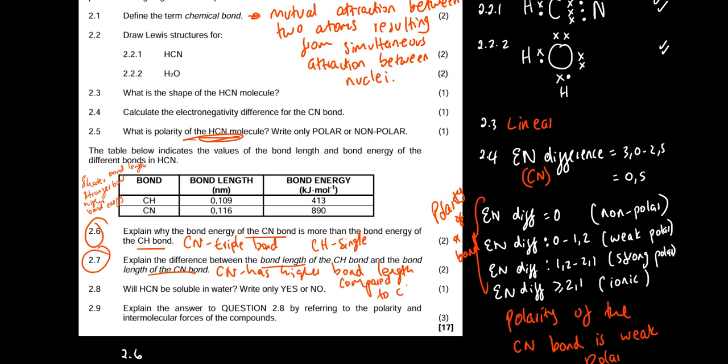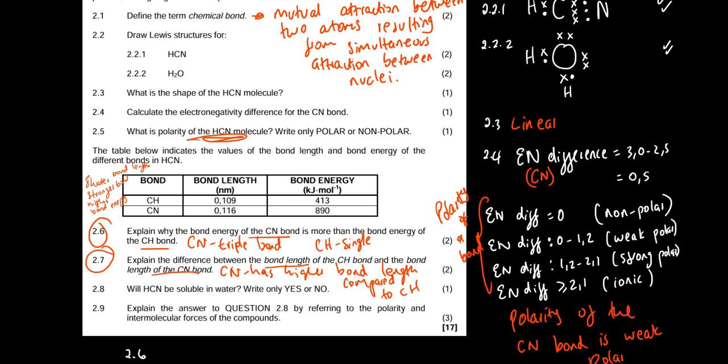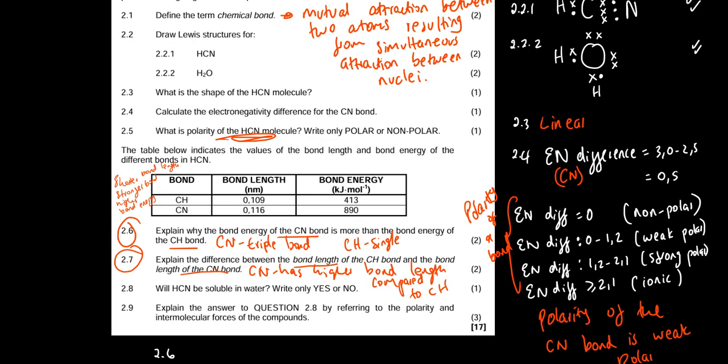Now the reason for that is simply because when you check CN and CH, hydrogen is a small atom, right? And if you check C, nitrogen is a bigger atom. So just because it's two big atoms that are bonded together, they're going to have a longer bond length, and this one is going to have a shorter bond length. Do you see that?